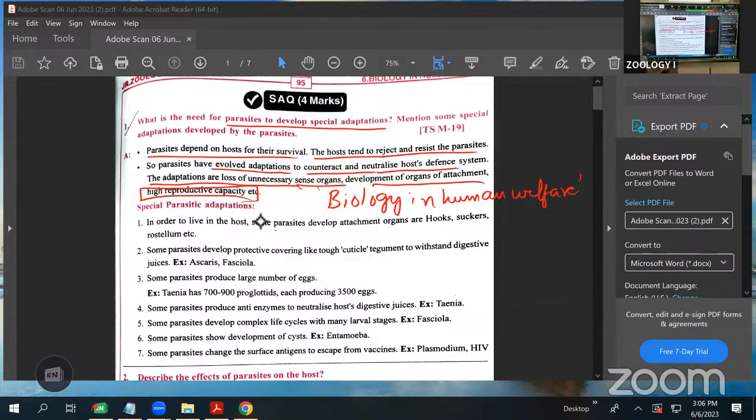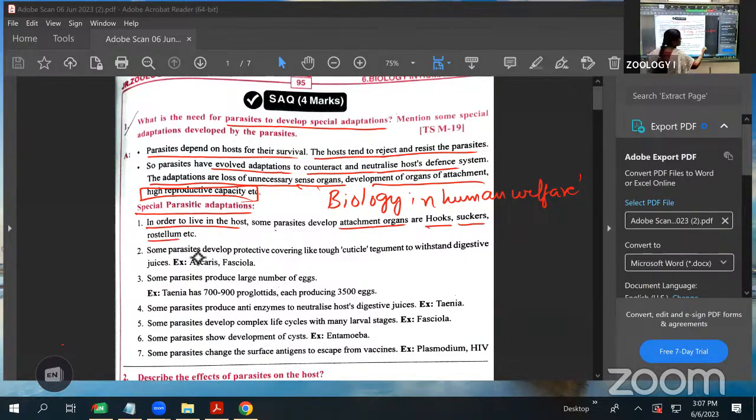Here next, what are the special parasitic adaptations? The parasites present inside of the host prepare some structures for survival. Those structures we call adaptations, to live inside of the host. They are preparing some structures that we call parasitic adaptations. In order to live inside of the host, they develop attachment organs. For the attaching purpose, they form organs. Those organs may be hooks, suckers, or rostellum.